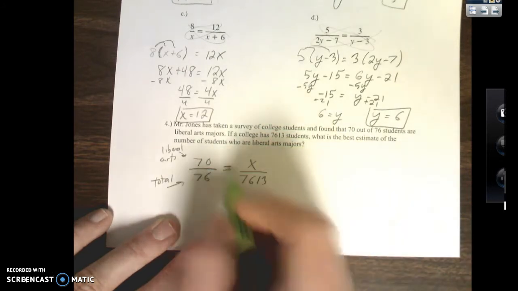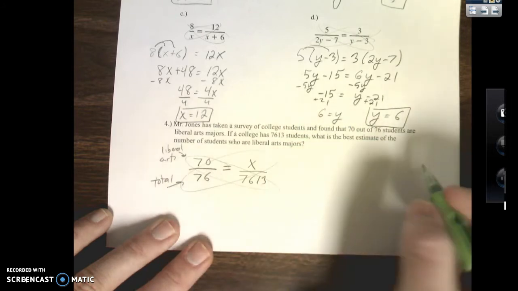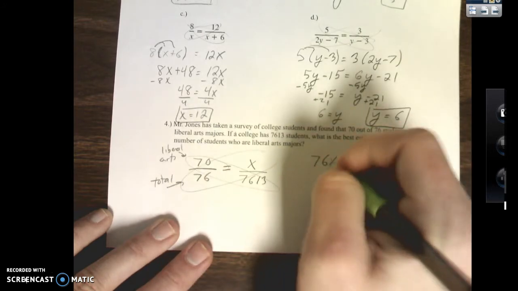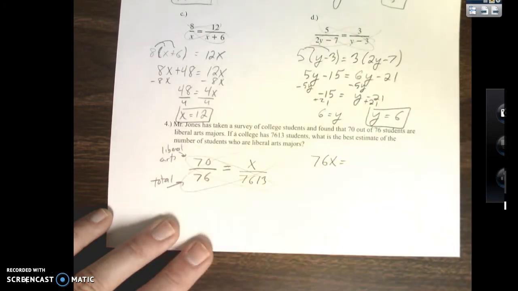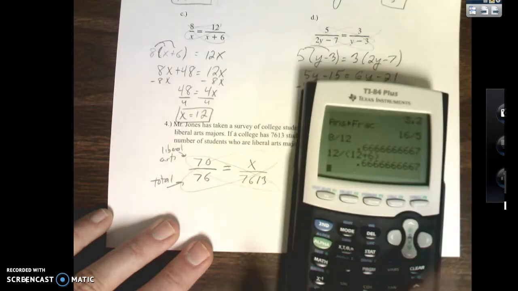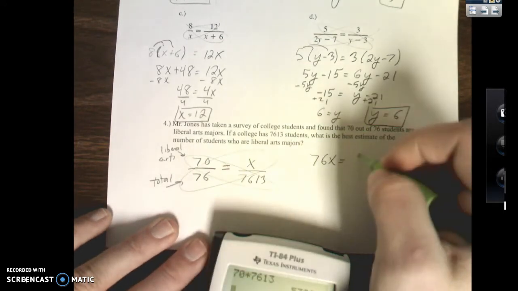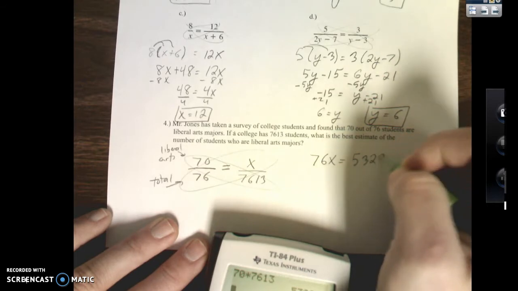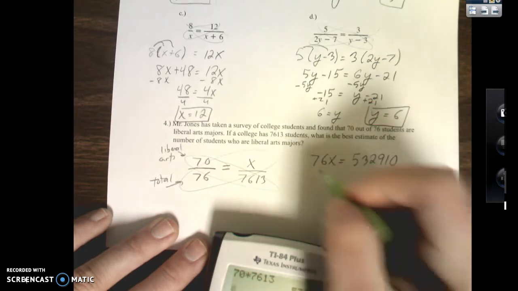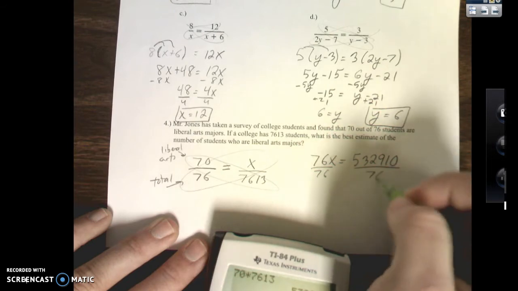Now, what do you know? Now I can just cross multiply. I'm going to put 76x. I just like putting the x on the left-hand side. It's the math teacher in me. And then I'm going to do 70 times 7,613. Ooh, that's a big number. Okay, so 532,910 divided by 76.